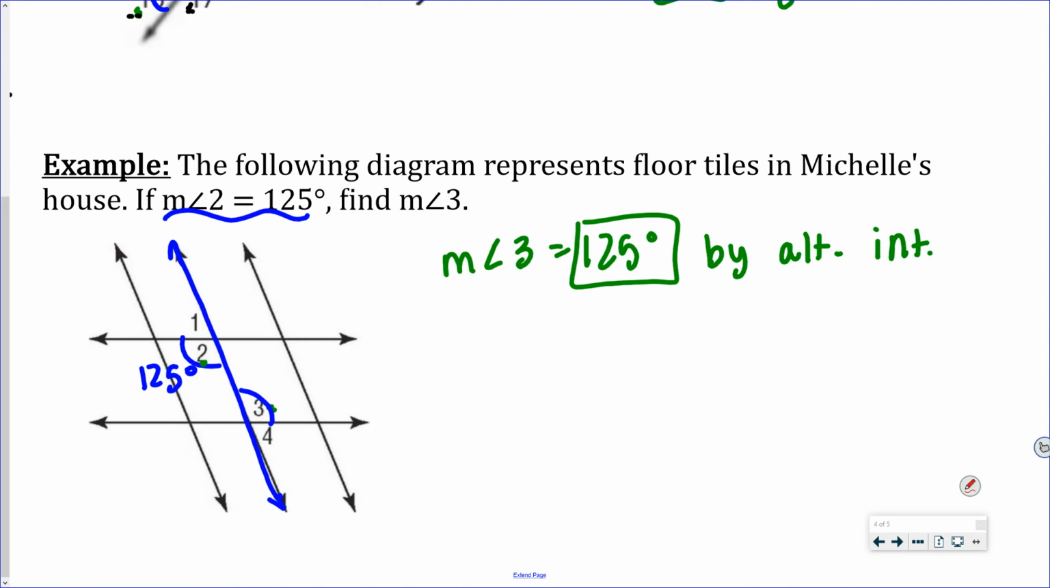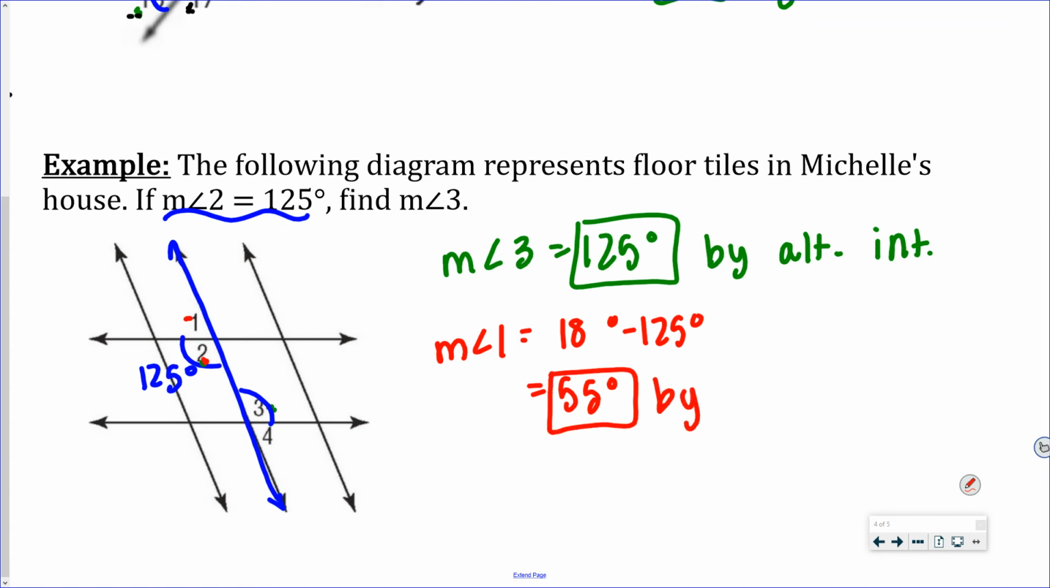What if I asked for the measure of angle 1? Based on what's given to me, what's the relationship between these? Between 1 and 2. Don't overthink it. You could say they're a linear pair or they're supplementary. All right, so that one would be 55 degrees. So you could say 5, supplementary.